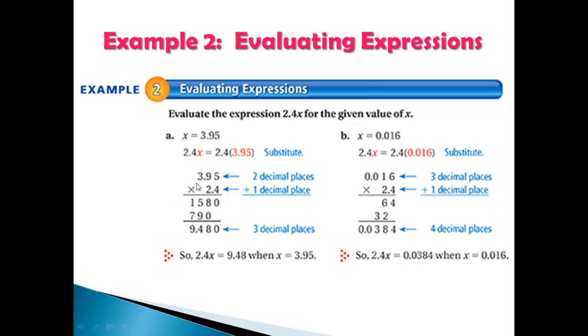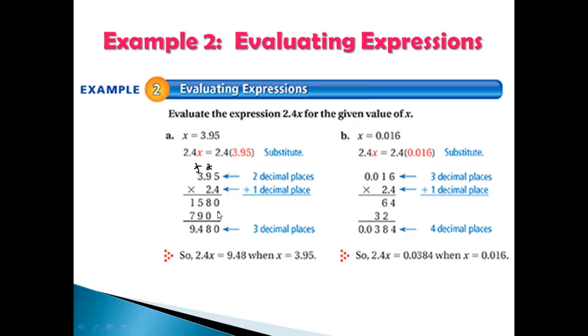When we multiply 3 and 95 hundredths times 2 and 4/10, we're going to do 4 times 5, which is 20. So we put our 0, carry our 2. 4 times 9 is 36, plus 2 is 38. So write our 8 and carry our 3. And then 4 times 3 is 12, plus 3 more is 15. We can cross out our 2 and 3 so we've already used them. And now we start our second row.